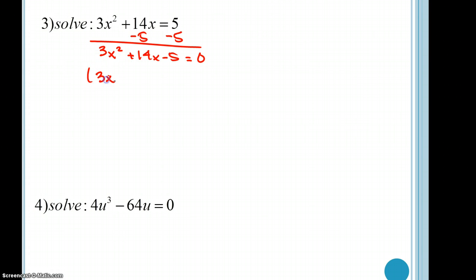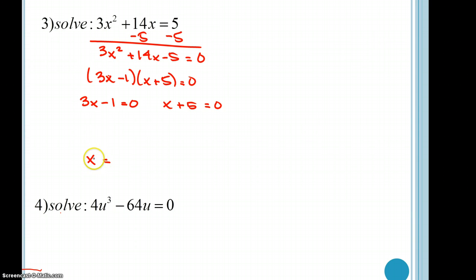Because I'm looking at these two terms, and they both have something in common. A couple things, actually. 4 and 64. What goes in both of those? 4. And then u cubed and u. This is like u, because there's 3 of them. And this one just has a u. So the maximum I can take out of both of them is just a u.